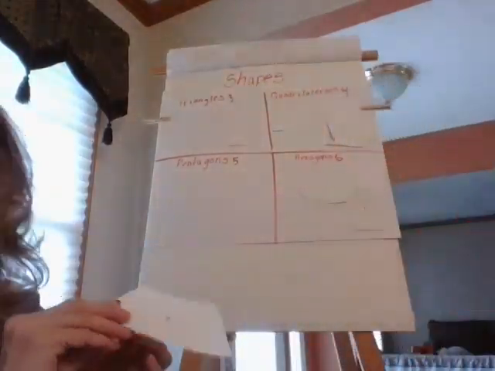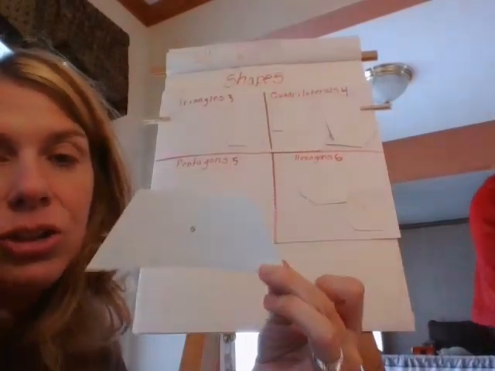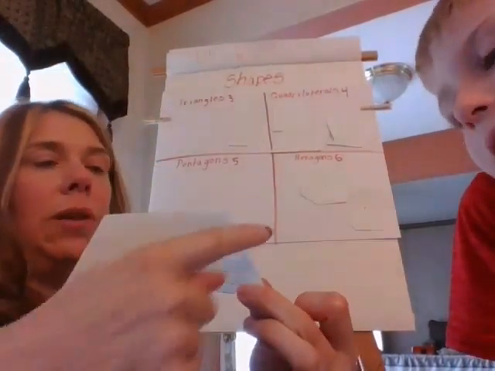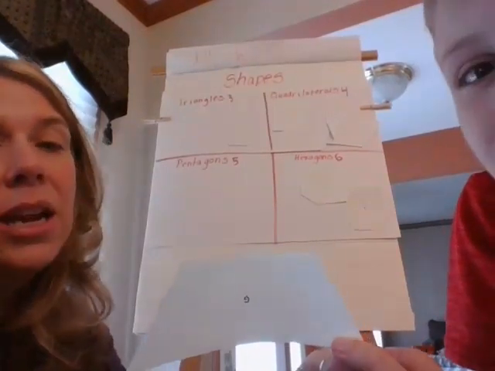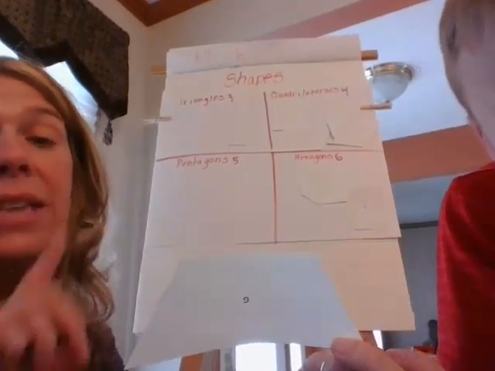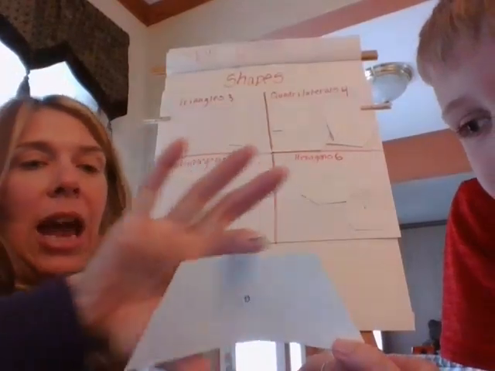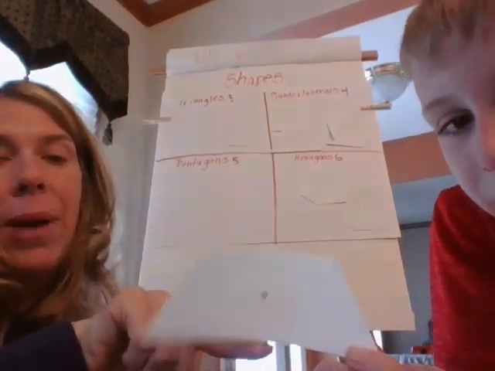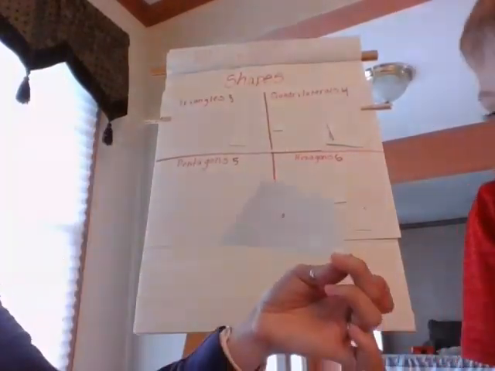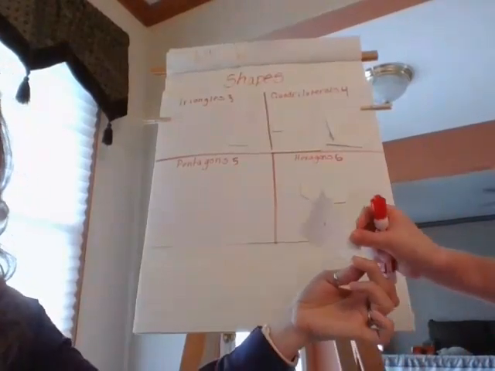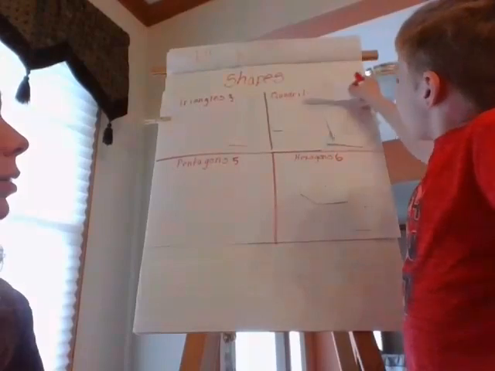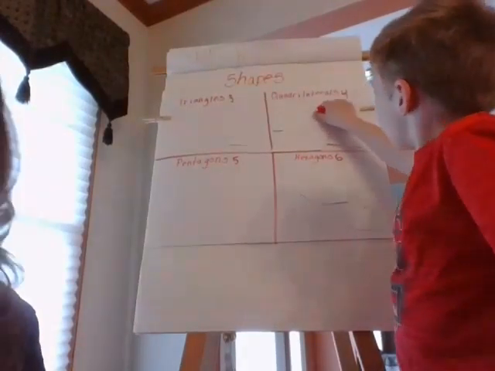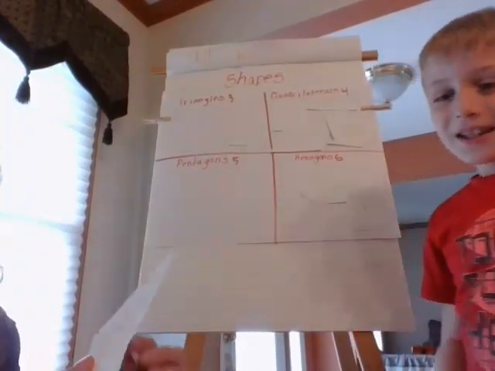Our next shape is a trapezoid. And a trapezoid has 1, 2, 3, 4 sides, 4 angles, and 4 vertices. And a trapezoid has at least 1 set of parallel lines, and those are the top and the bottom line. Okay, where does that go, Vin? This goes for quadrilaterals. Our quadrilateral section's really filling up.